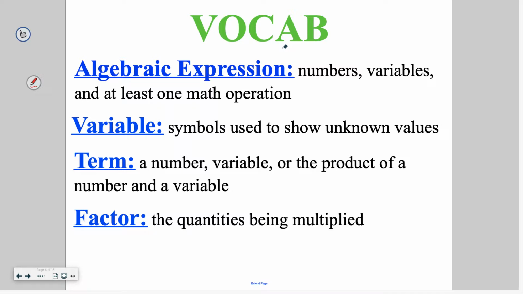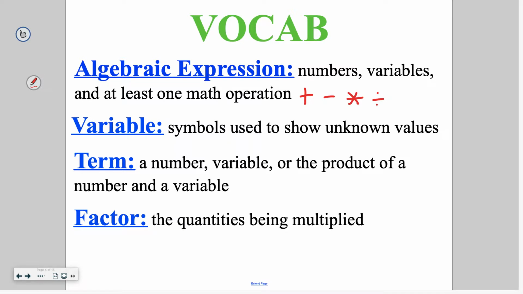An algebraic expression is a combination of numbers, variables, and at least one math operation. When we are talking about math operations, we're talking about addition, subtraction, multiplication, and division. Again, numbers, pretty self-explanatory. Remember, we use letters to stand for variables, which is our second vocab word. Those show an unknown quantity.